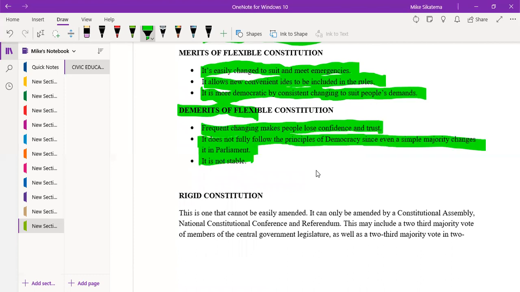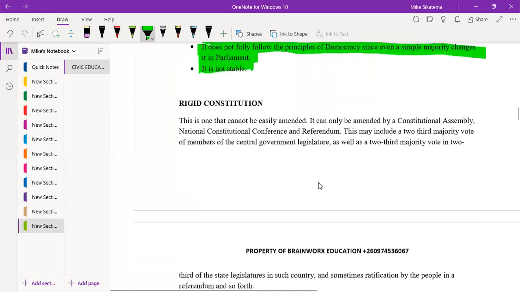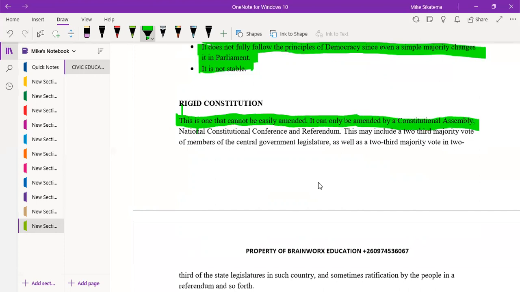A very stable form of constitution, though not one of the best forms of constitution, but it could be the best, is a rigid constitution, where people have to vote, people have to meet, people have to debate upon even minute changes within the constitution. This is one that cannot be easily amended. It can only be amended by a constitutional assembly, national constitutional conference, and a referendum.